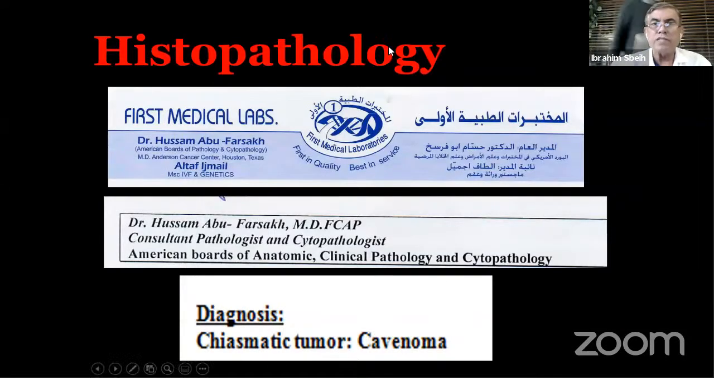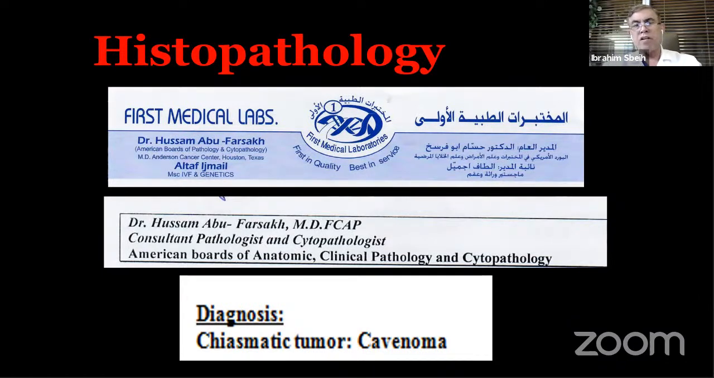What was the histology? Histology from Dr. Sam Alfasa, a consultant pathologist and cytopathologist, American boarded: chiasmatic tumor, cavernoma. So it's not simply aneurysm and AVMs. I really hate when I see reports of MRI and CT, no aneurysm, no AVMs, as if the whole vascular pathology of the brain is either aneurysm or AVM.